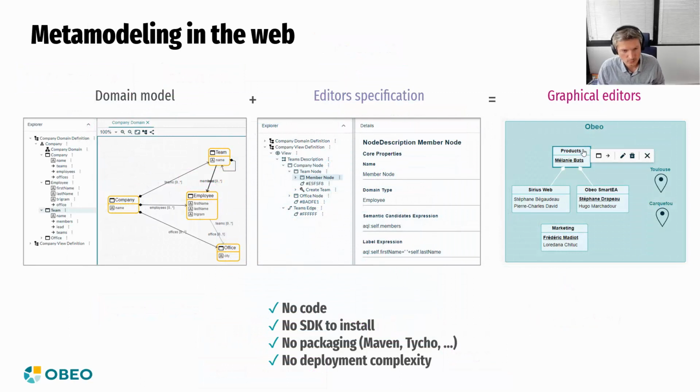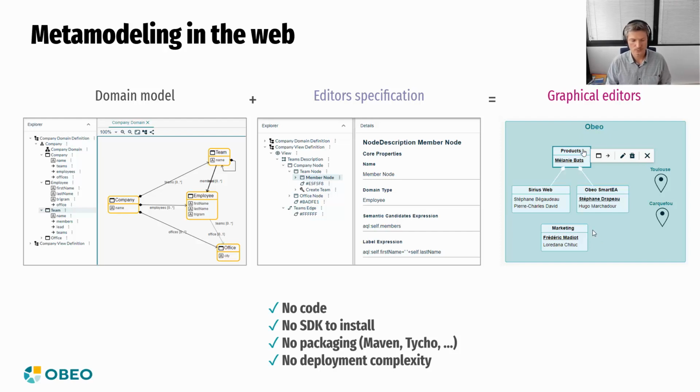Now with Sirius Web, you can also define your own language and your own studio. For doing this, everything is inside the web. You can define your domain model, which is basically your language, directly in your browser. You can then describe the editors, how they should look, which color to use, how to go from one concept to another one, thanks to images. And you have the result, which is live in your environment.